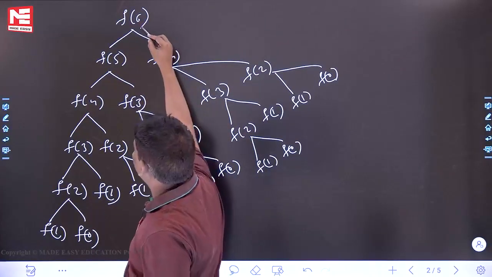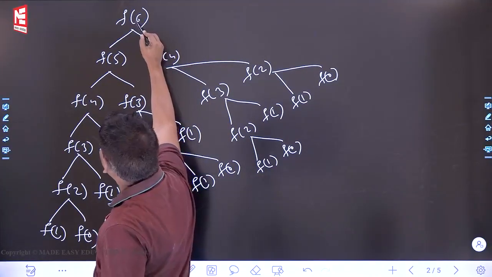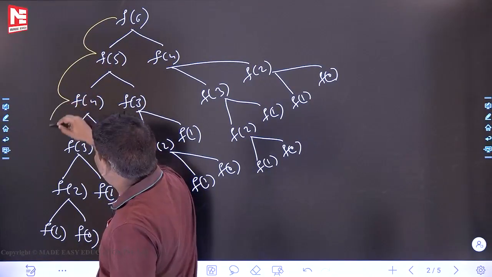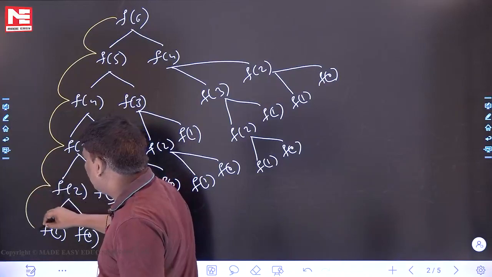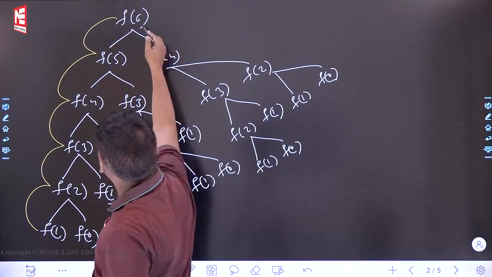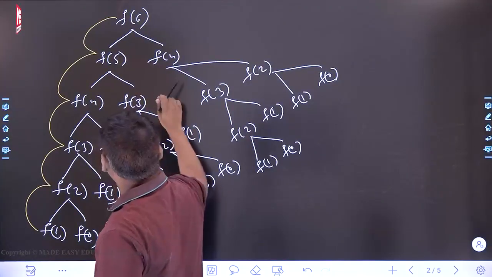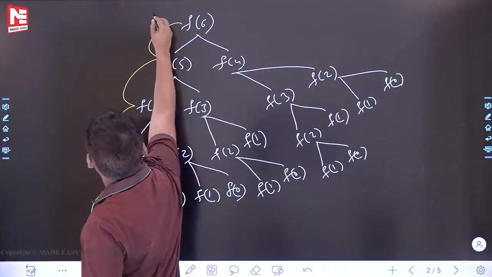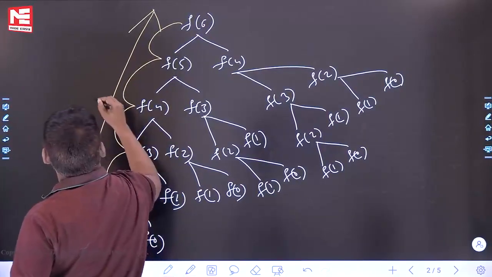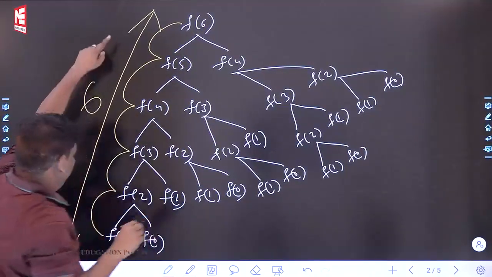If you observe clearly, 6 calling 5, 5 calling 4, 4 calling 3, 3 calling 2, 2 calling 1. Can you see, 6 calling 5, 4, 3 and so on. See this one, 6 to 1. How many? I think 6 levels. So a 6 level tree, left hand side. 6 level tree, left hand side.